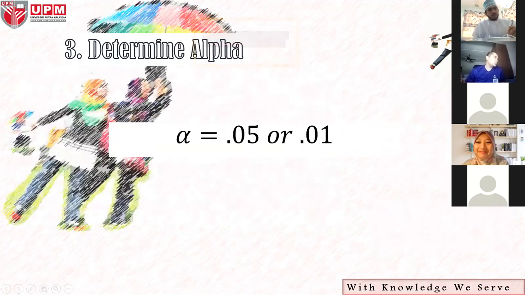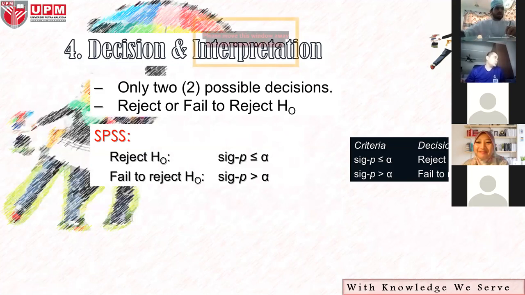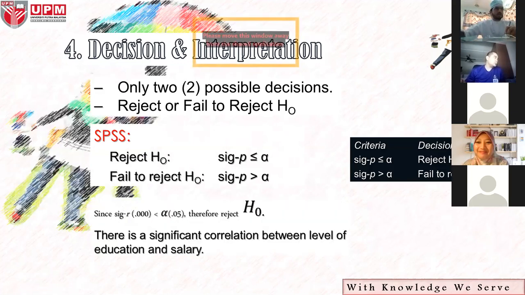So we determine our alpha and then make a decision based on the criteria. In this case, since the significant value indicated in the result table is 0.000, which is lesser than alpha 0.05, therefore we reject H-naught. Then we can say that there is a significant correlation between the level of education and salary.